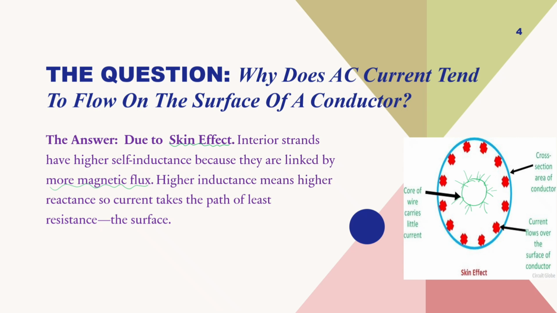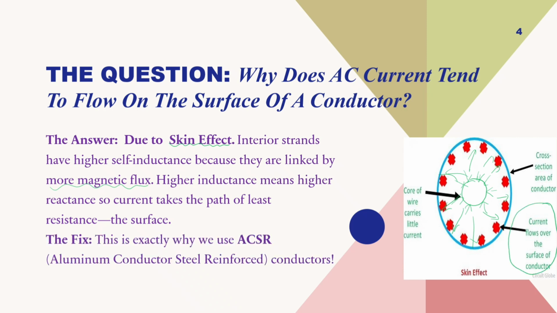So what happens? The electrons would tend to move towards the surface of the conductor. The surface offers the least reactance, it is the path of least resistance. So the current will flow over the surface of the conductor, and this effect is called the skin effect. And the fix, this is exactly why we are using the aluminum conductor, steel reinforced conductor.